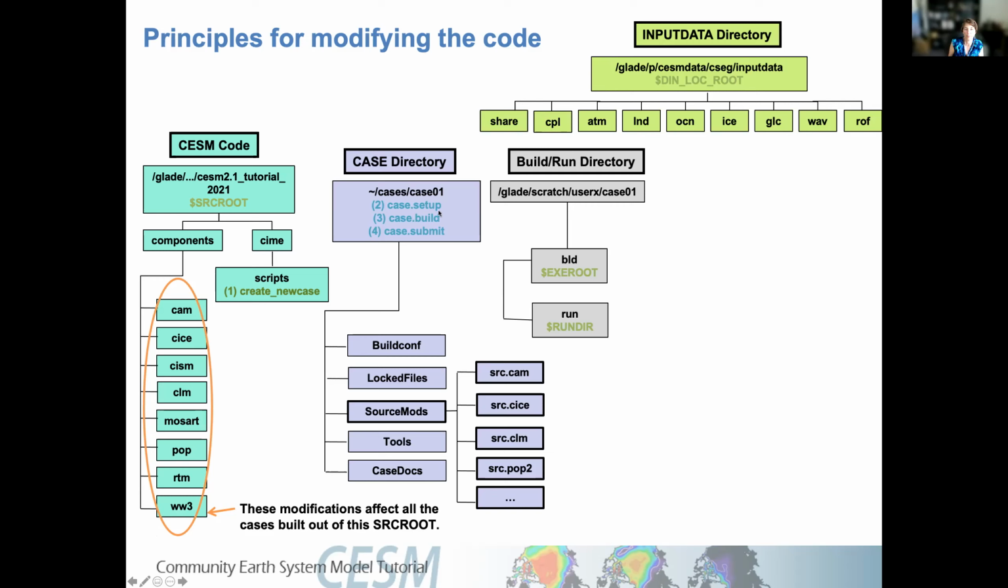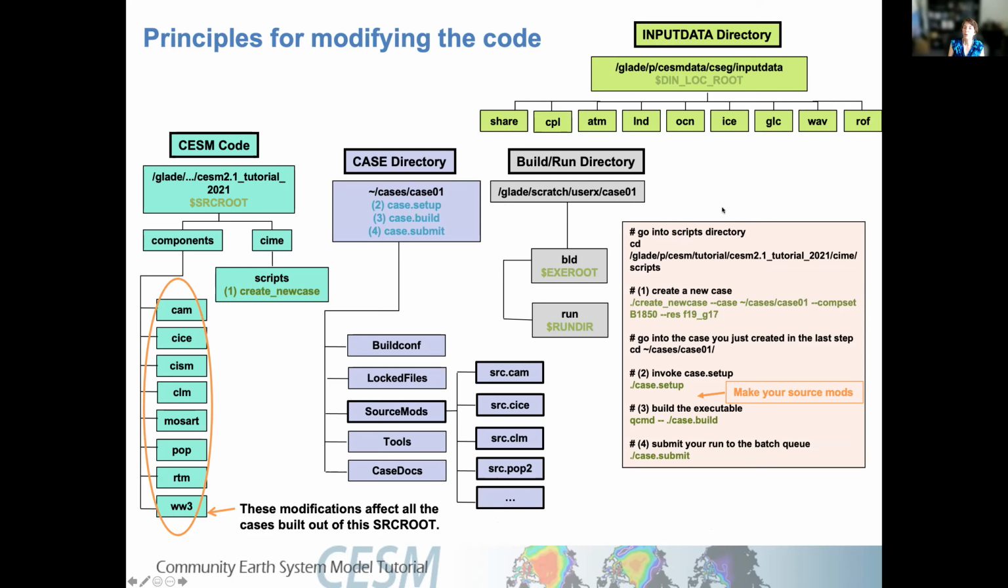Now, if you want to do an experiment that you want to compare with another CESM run, then you have a subdirectory in the case directory. There is a subdirectory called SourceMods. And for every component, you have a subdirectory. And this is where you are going to put your code modification.